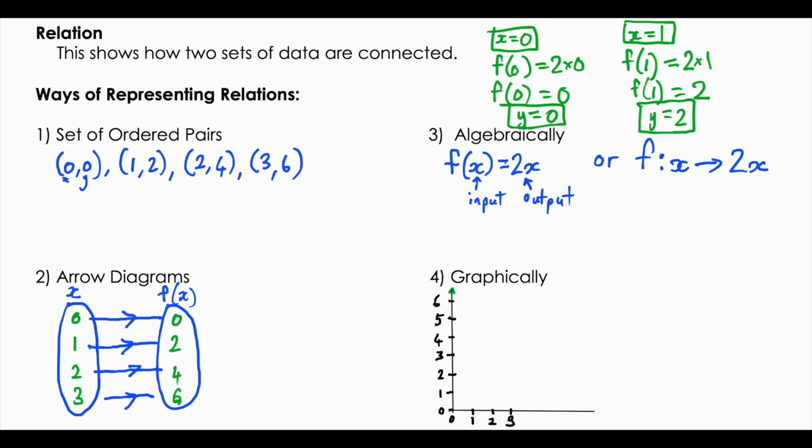And of course, we could also represent it graphically. So this axis, being the x-axis, represents the input, our x. This here is our input. And we have what comes out of f(x), or what we refer to as the y-axis.